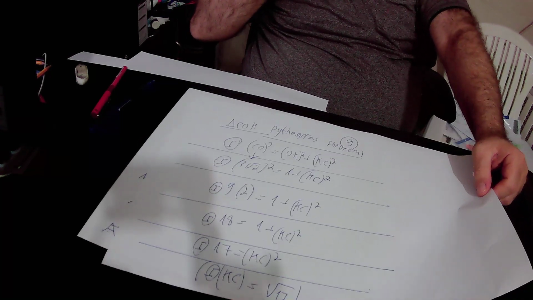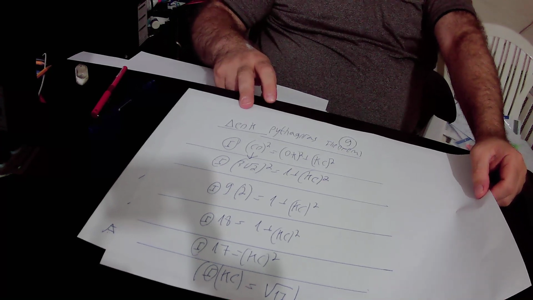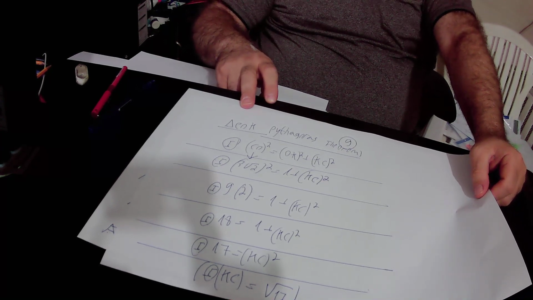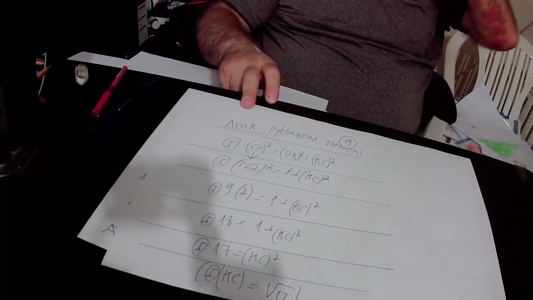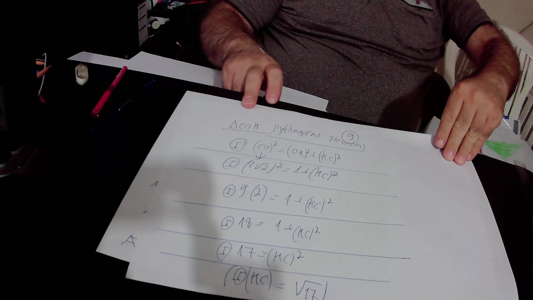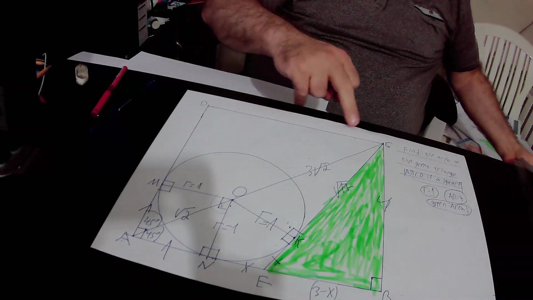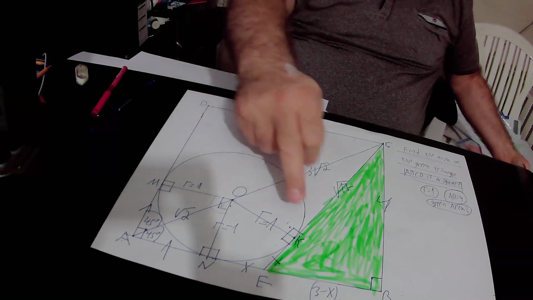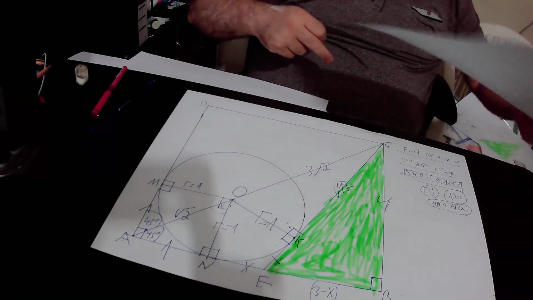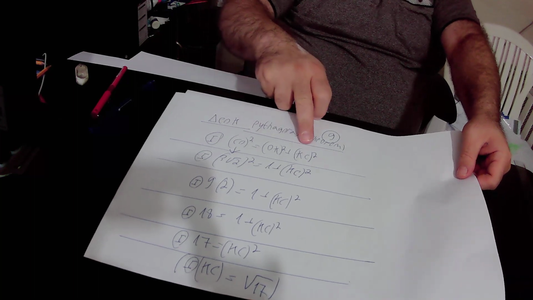So we relate to the right triangle COK. In the right triangle COK, according to the Pythagoras theorem, the square of the hypotenuse equals the sum of the squares of the perpendiculars. That is to say, CO square equals OK square plus KC square.